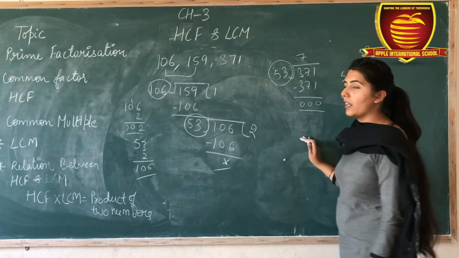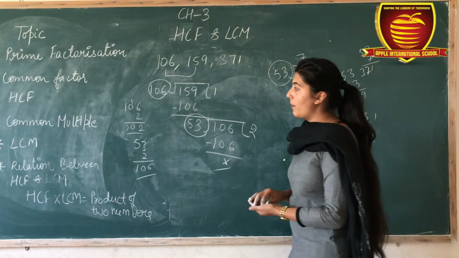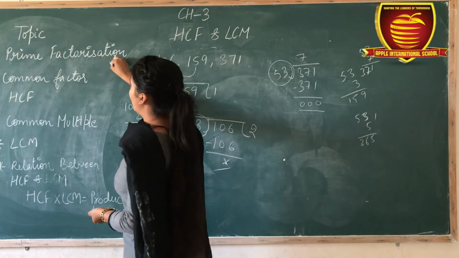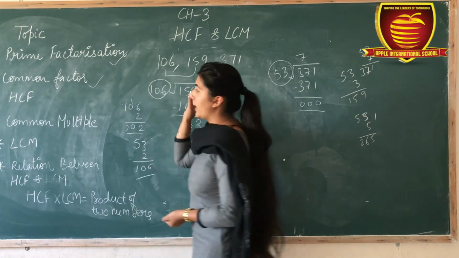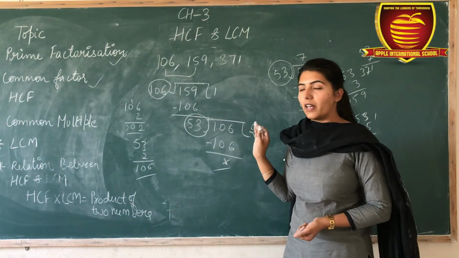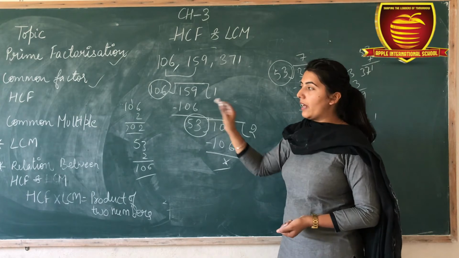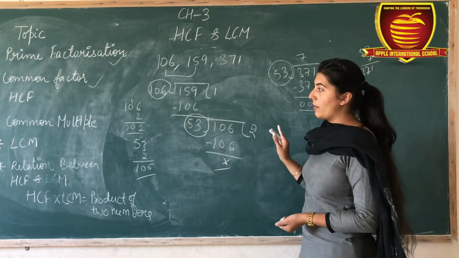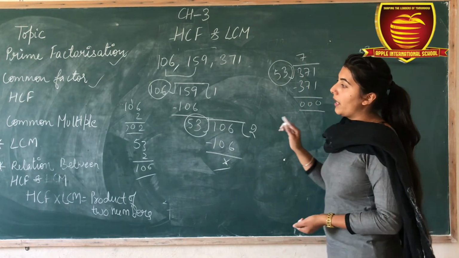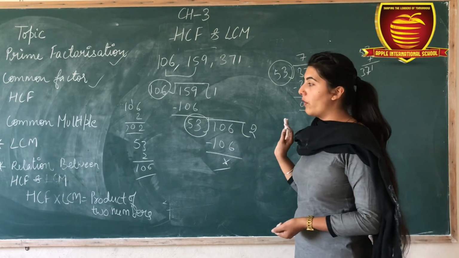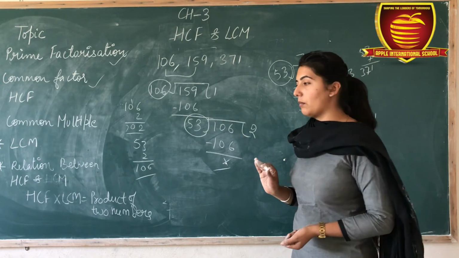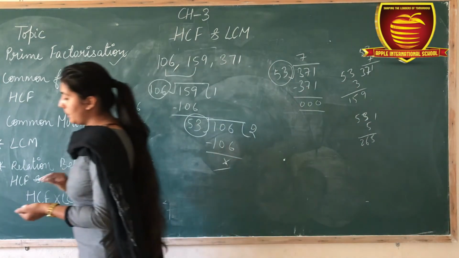Is it clear to all of you? So firstly we completed prime factorization. Then how do we find the highest common factor? Only the common factor. Then the 3 types of highest common factor. Next, we already did the common multiple. Now we move on to LCM, the least common multiple.